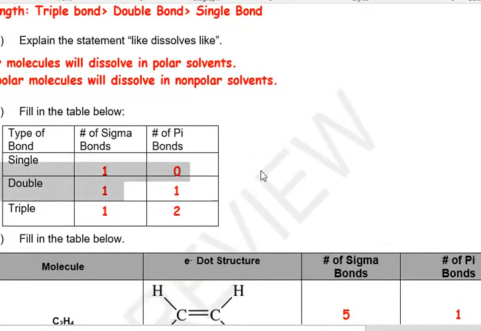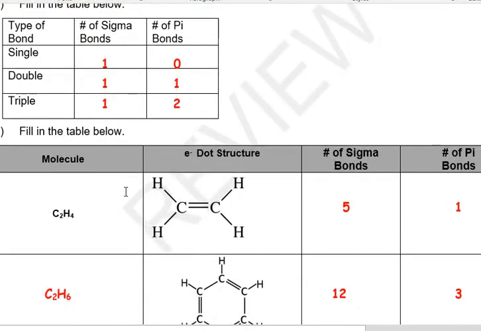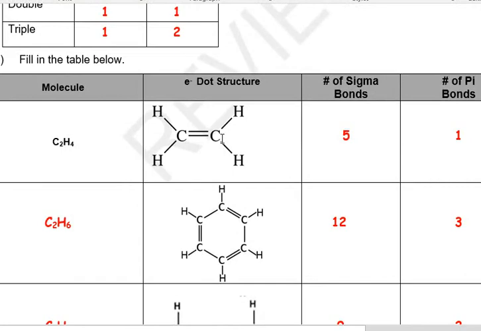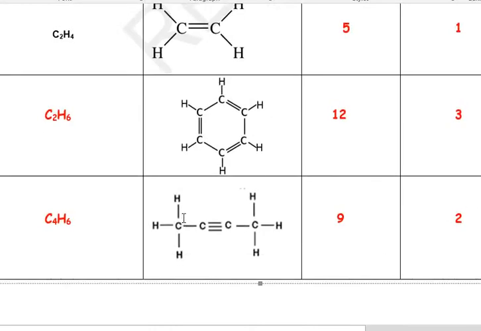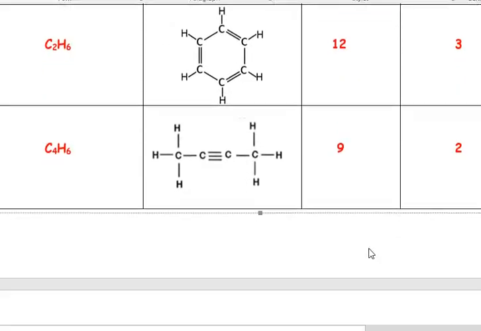18, you have to know this table, right? When it comes to sigma bonds, each type of bond has 1, and then pi bonds don't start until double and triple. So single bond has 0 pi, double has 1, triple has 2. Here, right, we have C2H4, number of sigma bonds 5, pi bonds 1. C2H6, which is the structure that you saw in the lab, and this one, right, we have 12 sigma, 3 pi bonds. And then this one here, we have C4H6, 9 sigma, 2 pi.